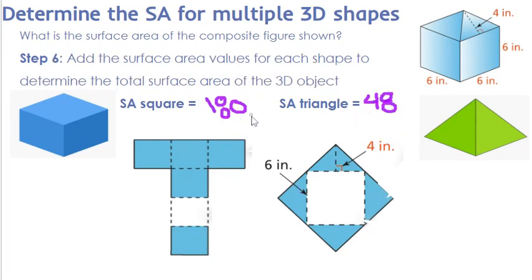So my final job is to go ahead and add these two values together in order to get the total surface area of the entire shape. And the total surface area of the entire shape is 228 inches squared. Again, I did that by adding 180 inches squared from the square components and 48 inches squared from the triangle components.